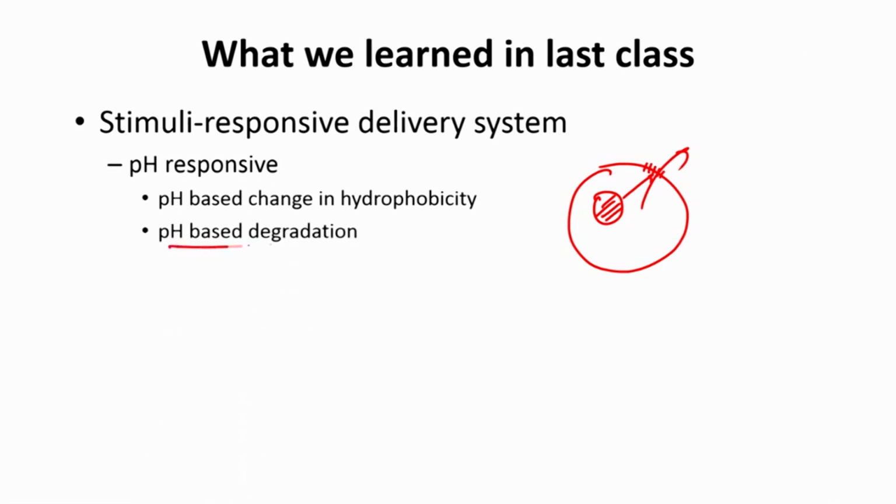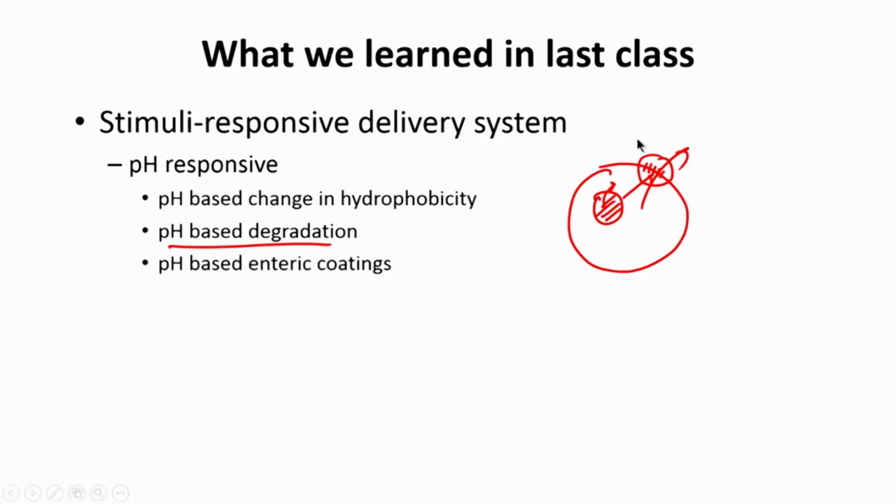Another one is pH based degradation. Maybe this starts to degrade very rapidly at low pH, and again this may expose components which are hydrophobic that may degrade the membrane, or maybe it is even encapsulating some components which are membrane degrading or membrane disrupting. So, in that way again the endosome will disrupt.